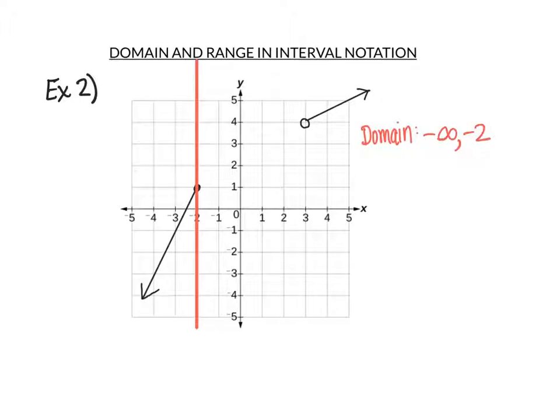Now let's recall the parentheses versus the brackets. On the -infinity, for any version of infinity, positive or negative, it will always be a parenthesis. And at -2, let's check and see if this value is included. Because this is a closed circle, our vertical line is actually touching the graph, which means that we are including x equals -2 in the domain, so we would need a bracket here.